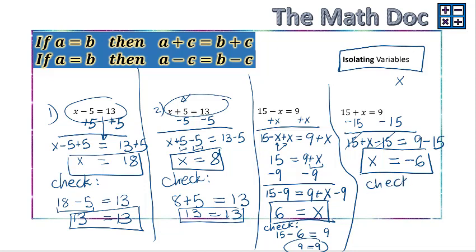Let's check this. Okay, 15 plus x, so plus negative 6, equals 9. That is just 15 minus 6, right? Positive with a negative is just negative, equals 9. And indeed, 15 minus 6 is just 9. So 9 equals 9, and we are okay.